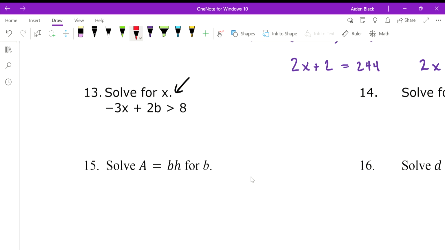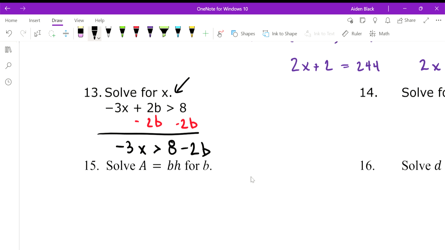So the first thing we should do is get rid of this 2b. You need to subtract out that 2b from both sides. We're getting closer now to x being by itself. But finally, what we need to do from here is divide both sides by -3. So let's divide both sides by -3.